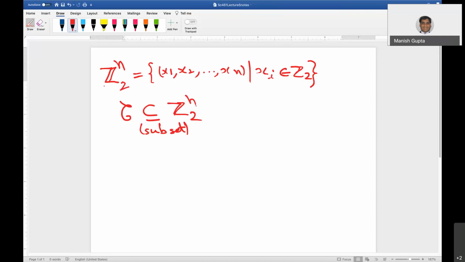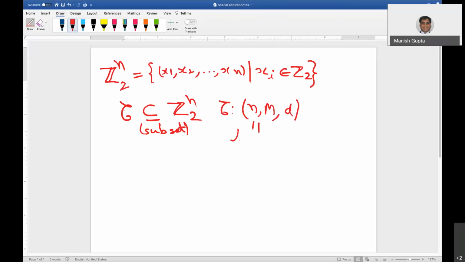As you know, Z2 raised to power n is the set of all (x1, x2, ..., xn) such that xi belongs to Z2. It's a binary vector space of dimension n, right? And a code is nothing but a subset. C is simply a subset of Z2 raised to power n, right? So we denote C by (n, M, d). I think this notation you are now familiar with.